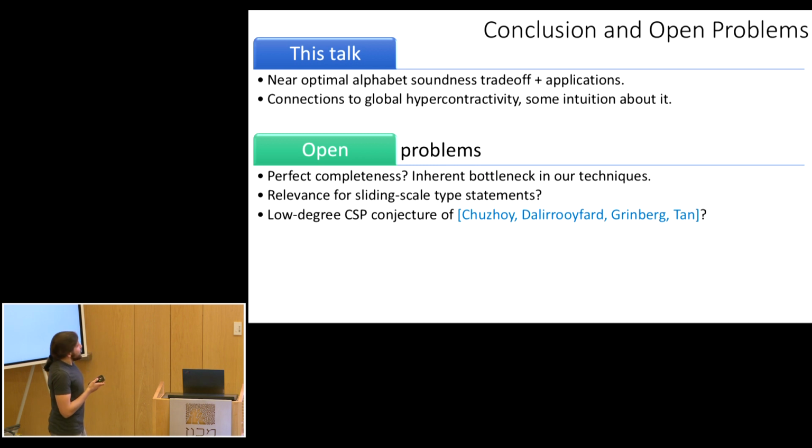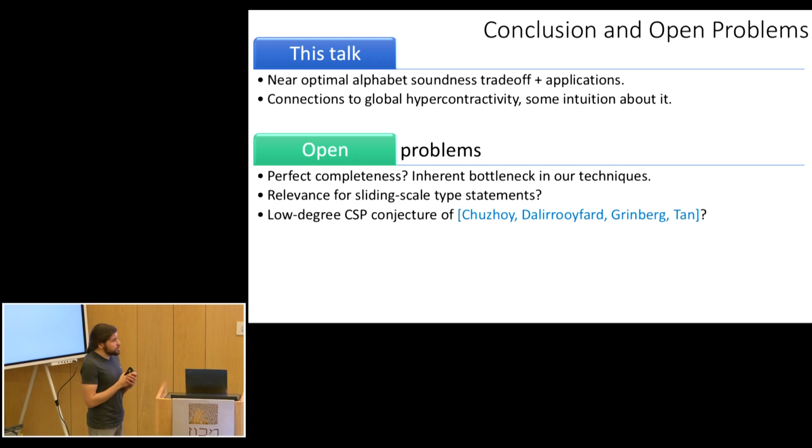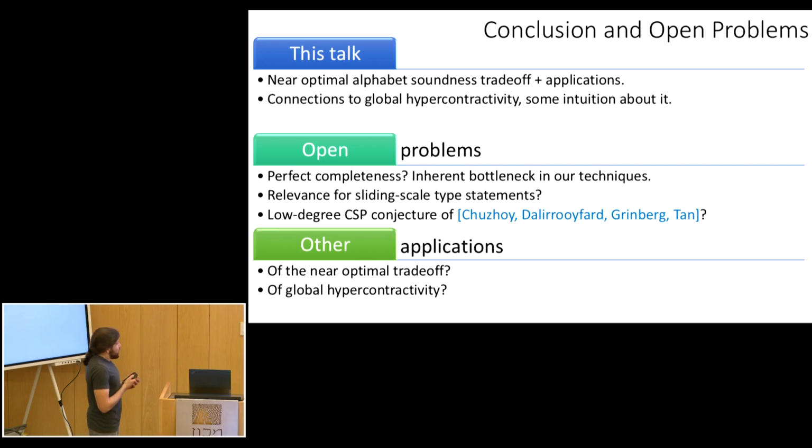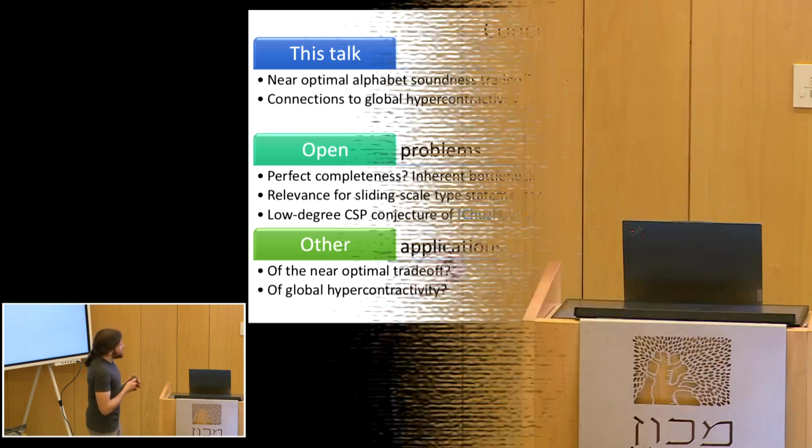So there are some open problems that are really interesting. As I said, this perfect completeness business, if anybody can say anything about it, I'm all ears. There are some other problems, like is it relevant for sliding scale type things? I don't know. There is this not very well-known conjecture by these people, which is something between sliding scale and 2-to-2 games. For a while I thought that maybe you can make progress on it, but I don't know. So I'm leaving it as a possibility. And generally this global hypercontractivity stuff is fairly useful, so try to use it. That's it. Thanks.